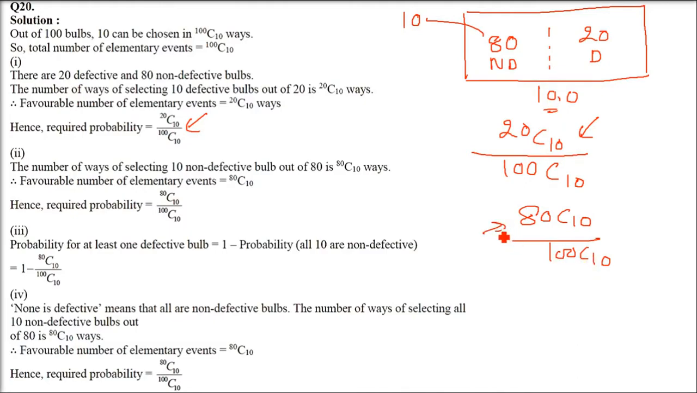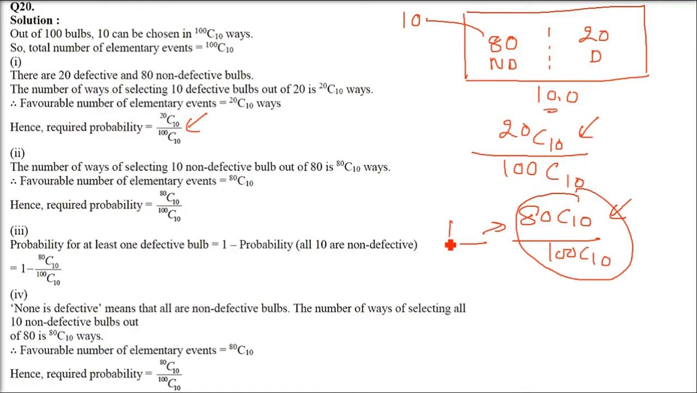Okay, third one is saying at least one is defective. So what we will do here is, we will try to find out how many defective are there, and then we will subtract it from 1. Number of ways of selecting 10 non-defective bulbs out of 80 is 80C10 divided by 100C10. Now subtract it from 1. That means at least one defective bulb will be there. I hope you got the idea.